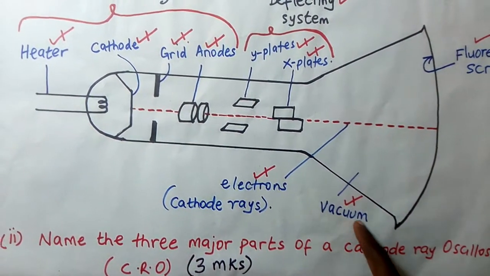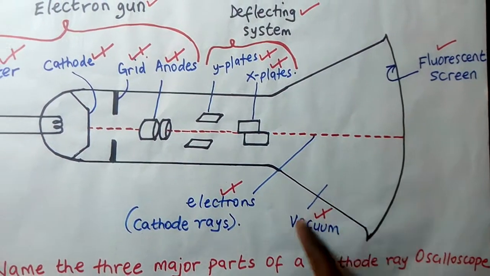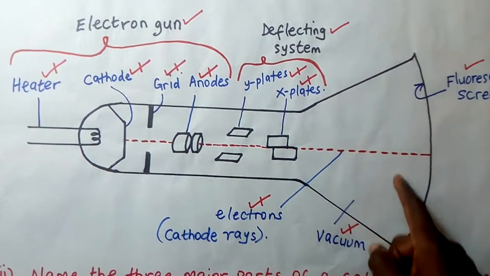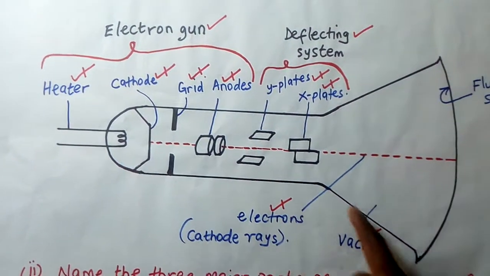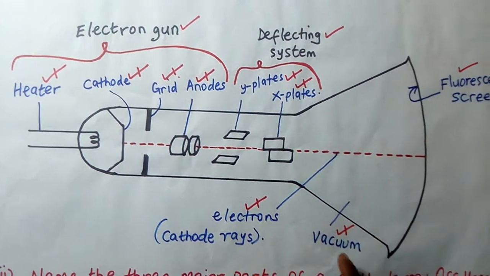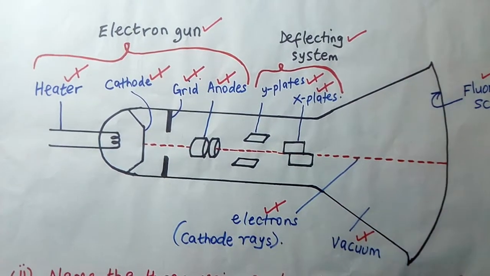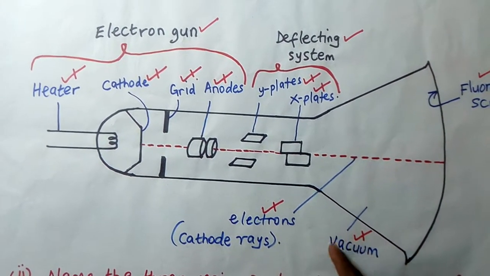Then we have the vacuum here. What is the work of the vacuum? Why don't we need air here? The reason why the cathode ray oscilloscope tube must be evacuated. Evacuated means air should be removed. There should be a vacuum.